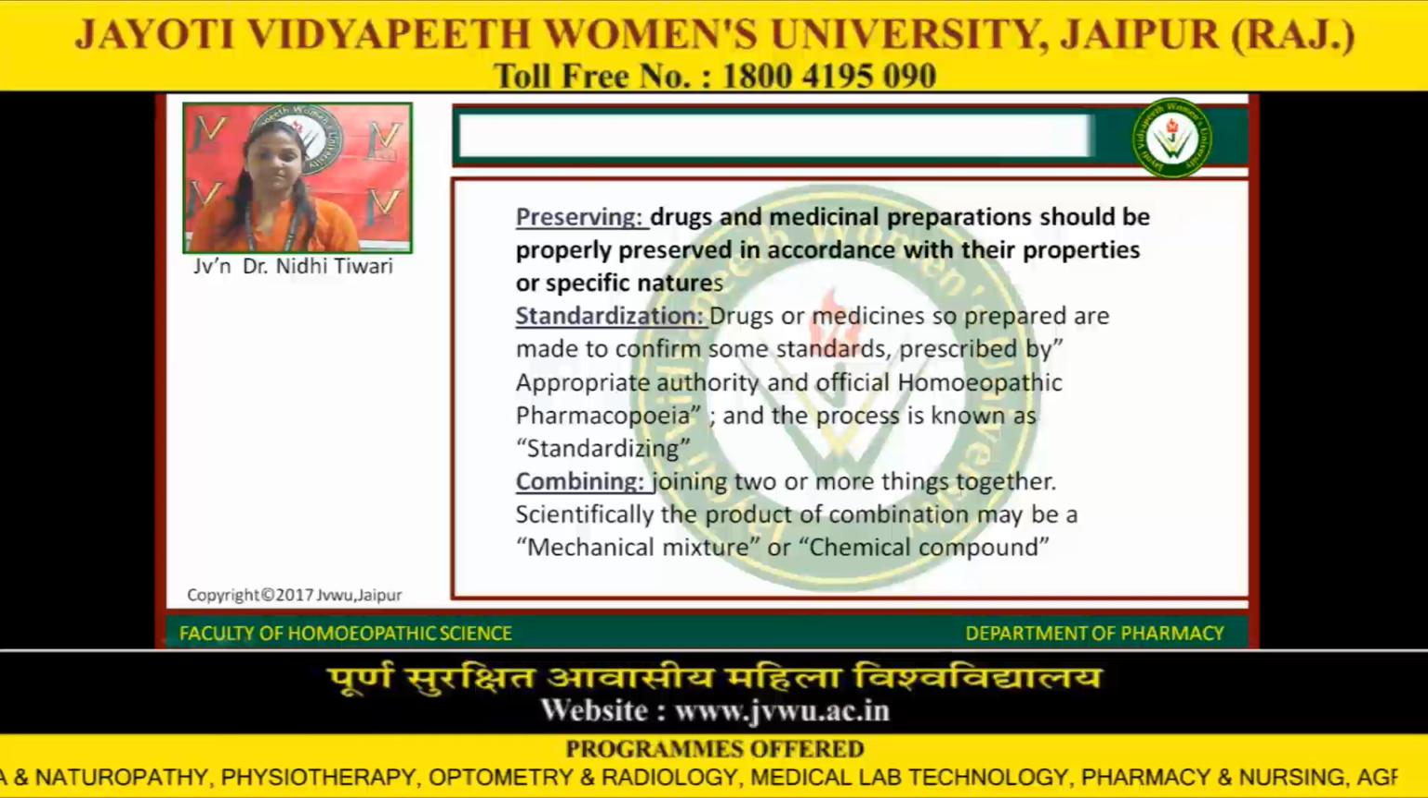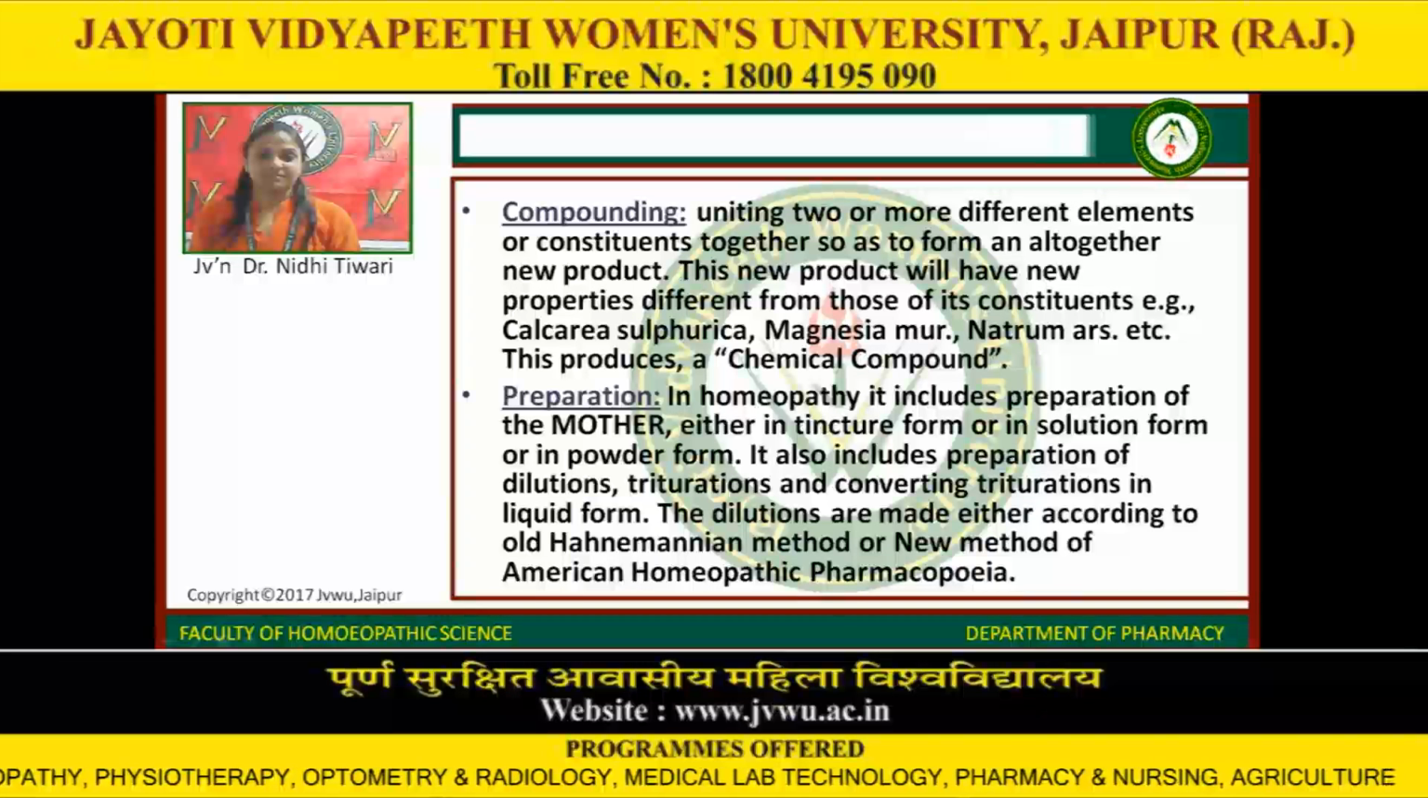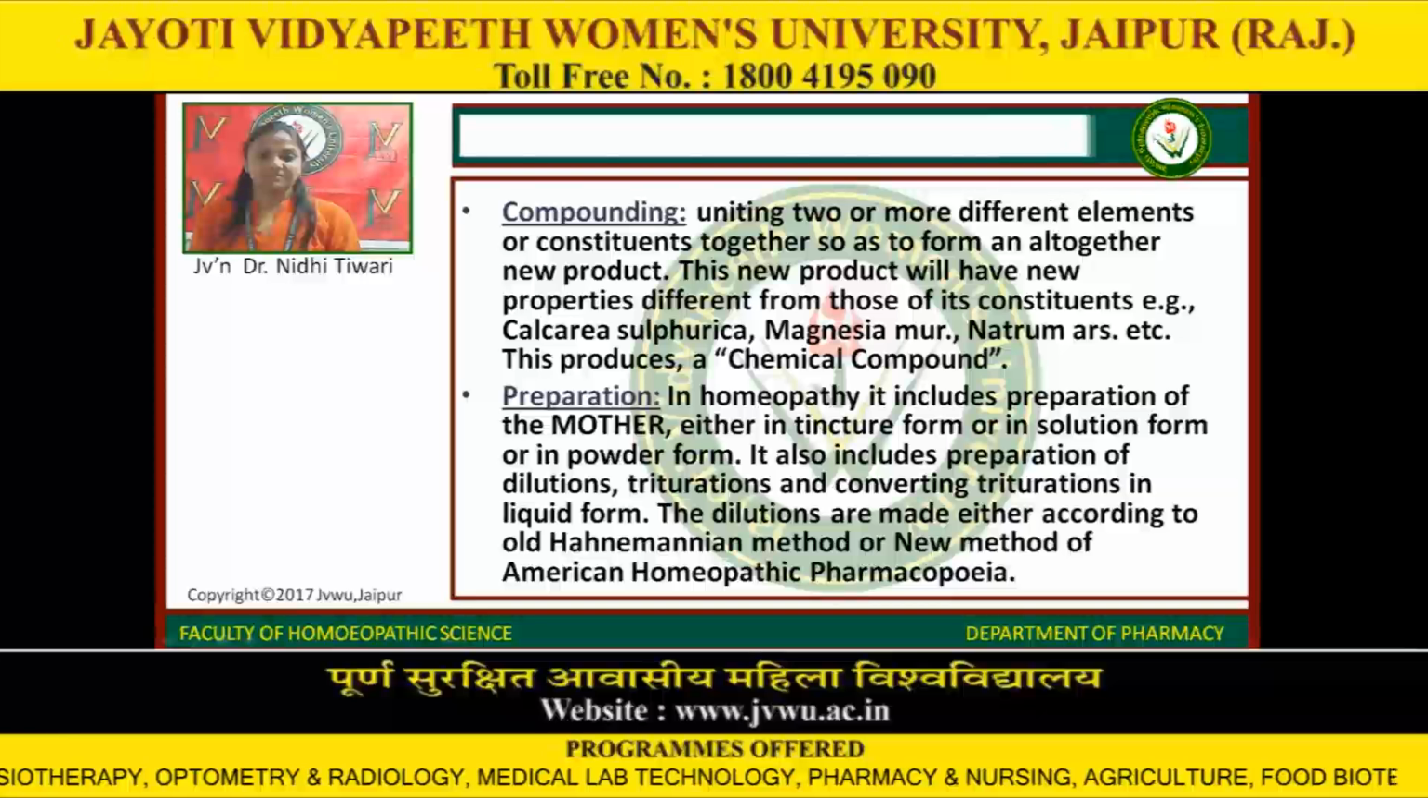Combining: joining two or more things together. Scientifically, the product of combination may be a mechanical mixture or a chemical compound. Compounding: uniting two or more different elements or constituents together so as to form an altogether new product. This new product will have new properties different from those of its constituents. Examples: calcarea sulfurica, magnesium muriatica, natrum ars, etc. This produces a chemical compound.